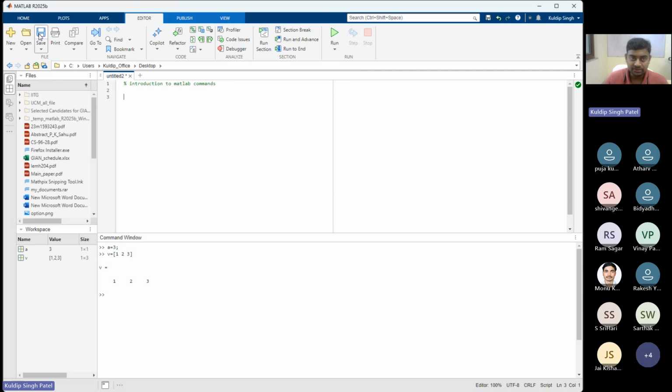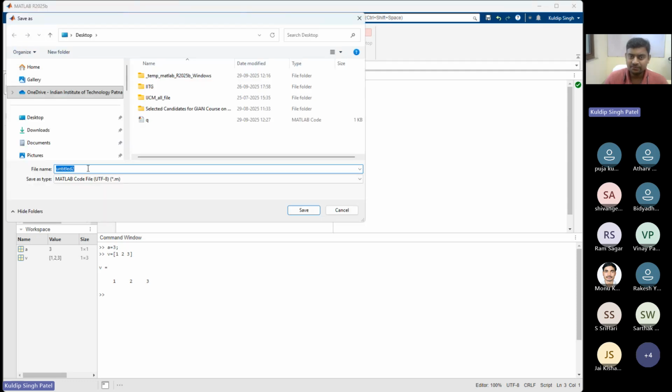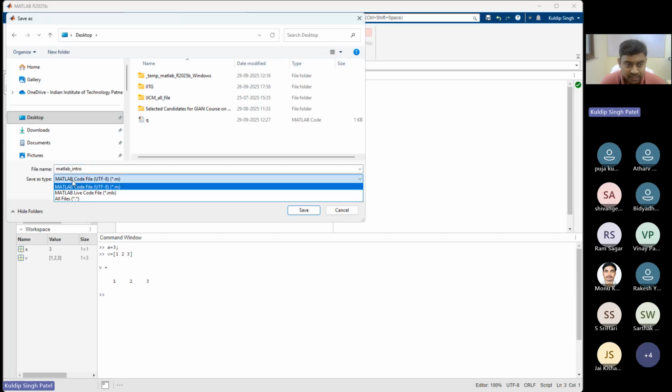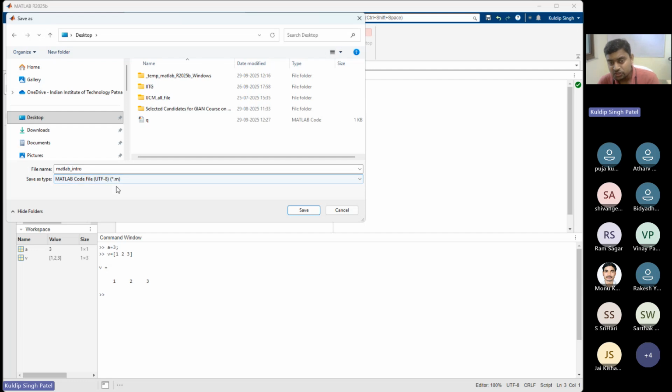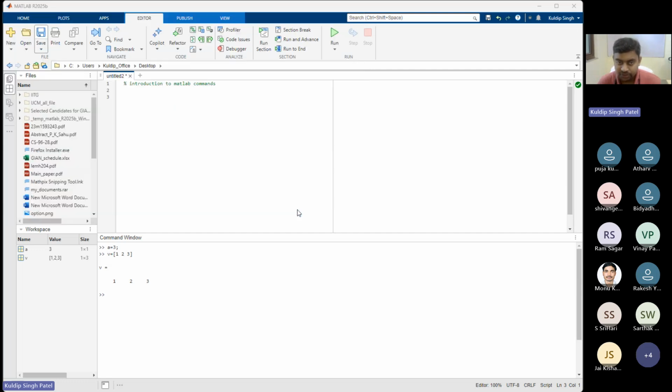Before running, you simply save it, and you can save it wherever you wish. Suppose you want to save it on the desktop. Whatever name you want to give, you can give. And here you see the type, all the MATLAB files are .m. So whatever file you save, it will be saved as .m. So MATLAB intro.m. The extension for MATLAB files is .m. Okay. So now it is saved, you see, and where is it saved? On the desktop, it is written. Okay.